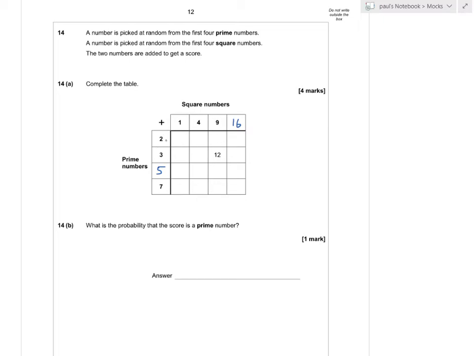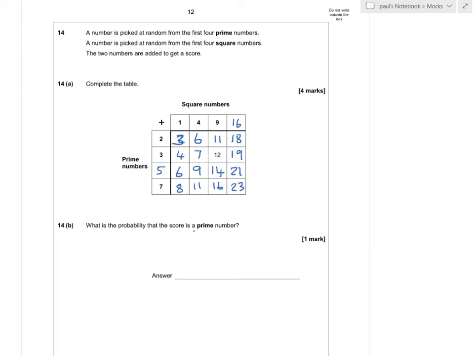So 3 and 8. 2 and 1 make 2. No, they don't. They make 3, don't they? 2 and 4 make 6. 2 and 9 make 11. 2 and 16 make 18. That's 4 and 7. And 3 and 19. And 5 makes 6, and 5 and 4 is 9. 5 and 9 are 14, and 5 and 16 are 21. 7 and 1 make 8, 7 and 4 make 11, 7 and 9 make 16, 7 and 16 make 23.